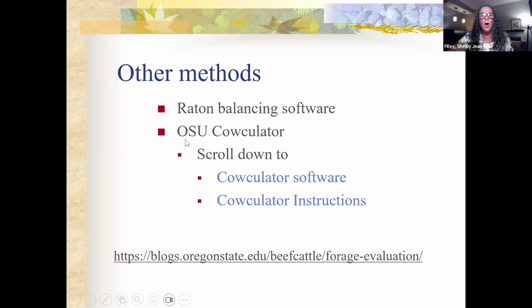Unfortunately, this is Oklahoma State University, not Oregon State University, but Oregon State University's Dr. David Bonard put together these, made it applicable to Oregon forages. So it is kind of customized for Oregon, even though it's Oklahoma State University, but it's still really good software. And Dr. Bonard and Dr. Juliana Ranches, our beef specialist, are available to help with that, and I can help you as well.